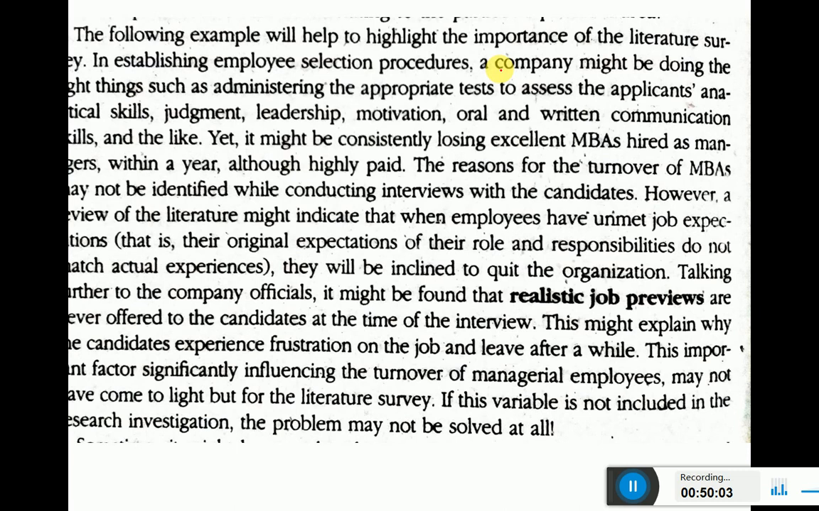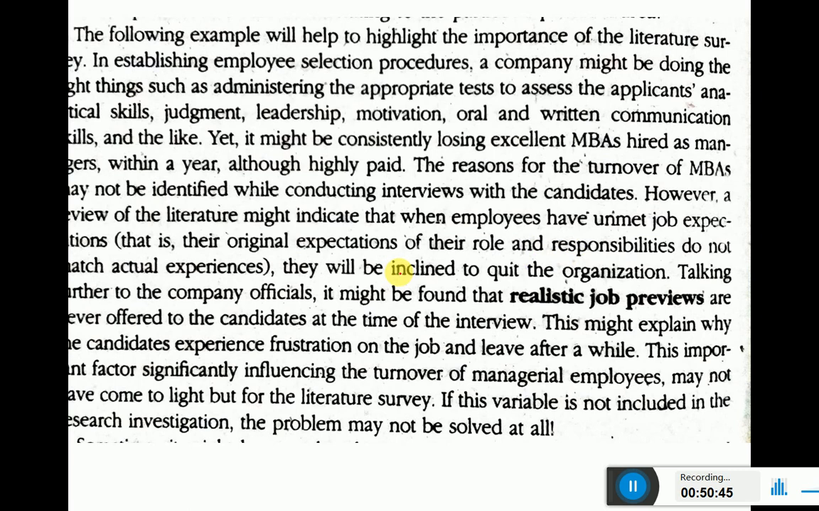In establishing employee selection procedures, a company might be doing things such as administering the appropriate test to assess the applicant's analytical skills, judgment, leadership, motivation, oral and written communication skills, and the like. Yet it might be consistently losing excellent MBAs hired as managers within a year, although highly paid. The reason for the turnover of MBAs may not be identified while conducting interviews with the candidates. However, the review of the literature might indicate that when employees have unmet job expectations, and expectations of their roles and responsibilities, they will be inclined to quit the organization.